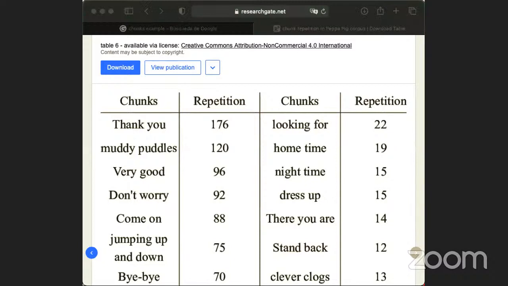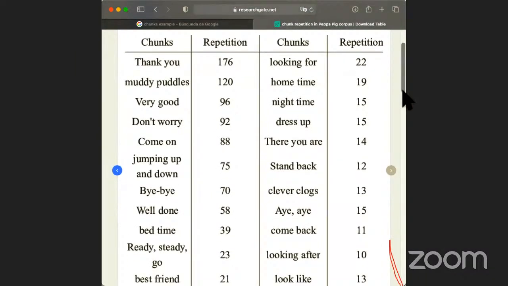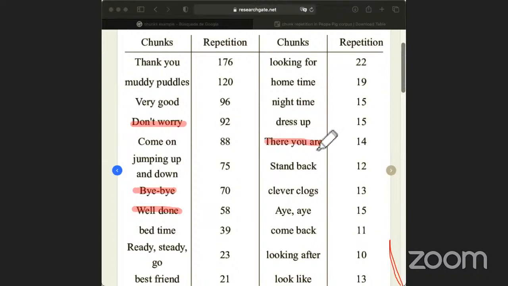So these are examples of chunks. You've probably seen some of these before. But a very common one, well done. Things that we learn after we repeat them over and over again. There you are. This is a very common chunk we use. There you are, no? To say maybe that you find someone.